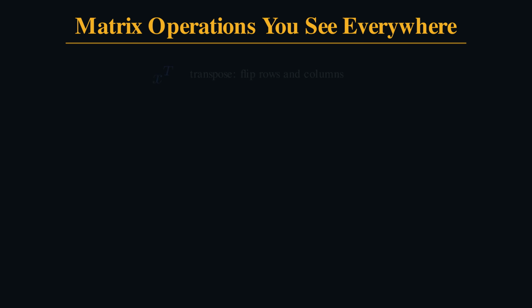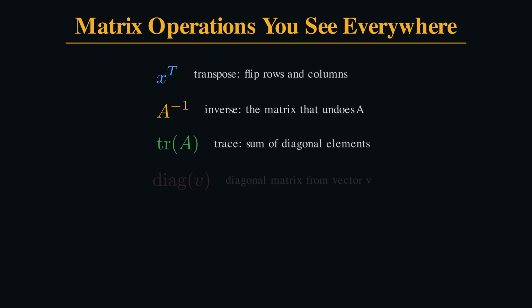4 operations that appear in every linear algebra-heavy paper. Transpose flips rows into columns. You see it in dot products, x transpose y. Inverse undoes a matrix. A times A inverse equals identity. Trace sums the diagonal. It shows up in eigenvalue equations. And diag turns a vector into a diagonal matrix, off-diagonal all zeros.